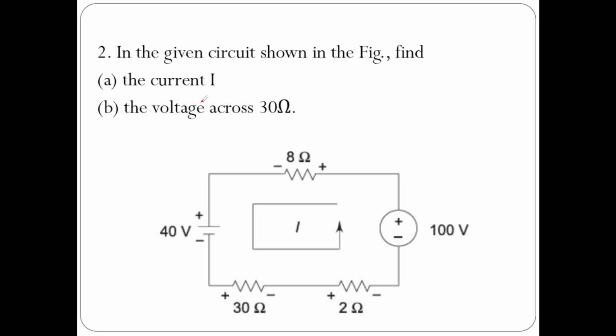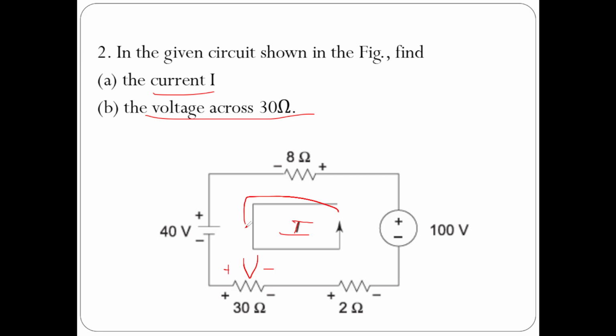So in the next problem, in the given circuit shown in the figure, find current I. So this is I current, that is loop current. They have asked us to determine the loop current, and voltage across 30 volts. Where is 30 volts? This is 30 ohms. Sorry, voltage across 30 ohms, that is the voltage V across 30 ohms.